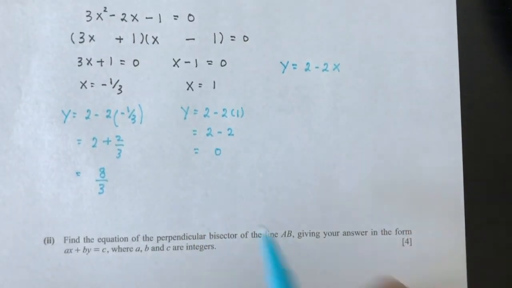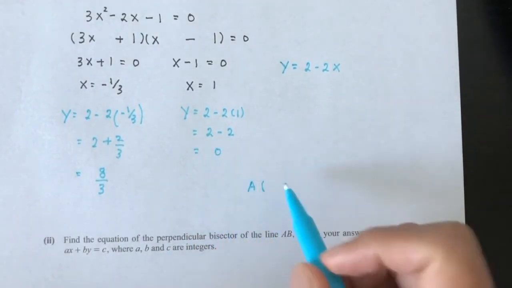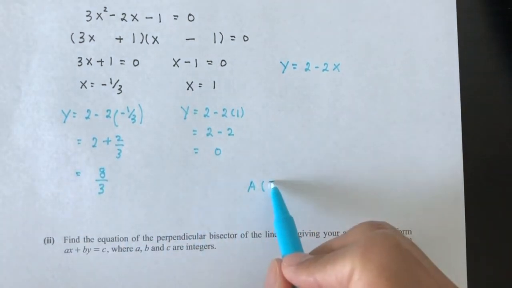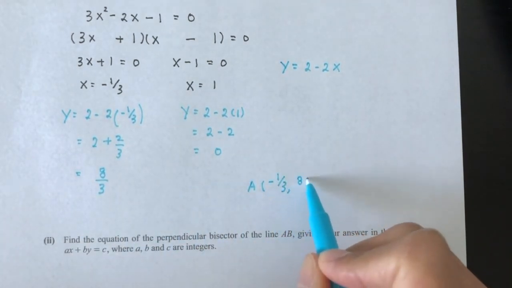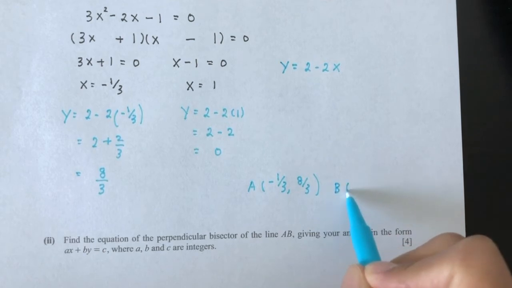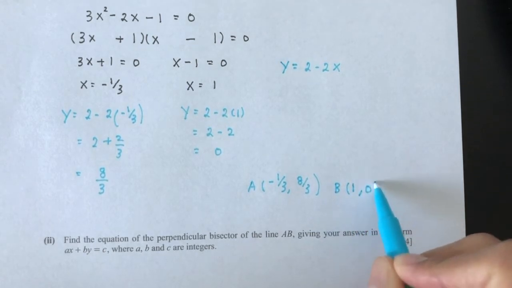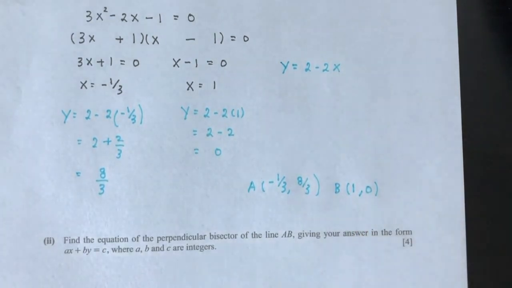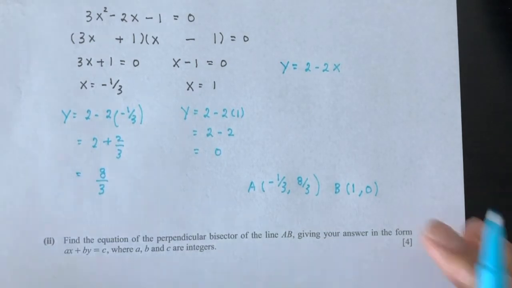So your 2 points will be, the point A has to be the first one, which is minus 1 over 3, and 8 over 3, and your point B will be 1, 0. Okay, so that will be your answer for question part 1 of 9.